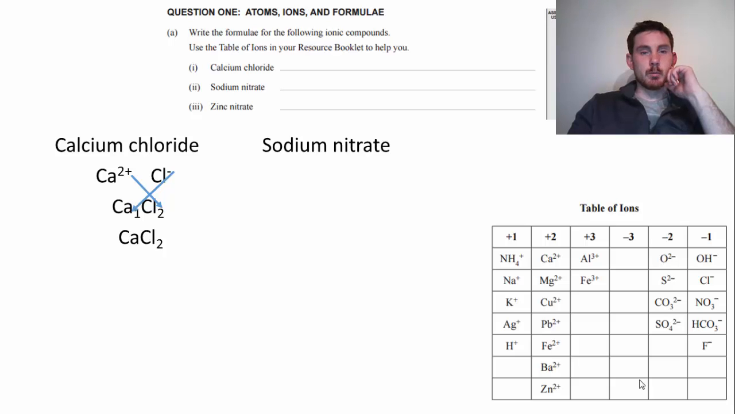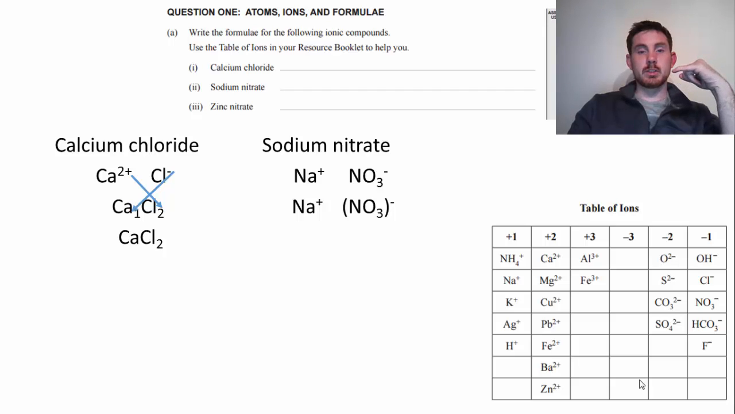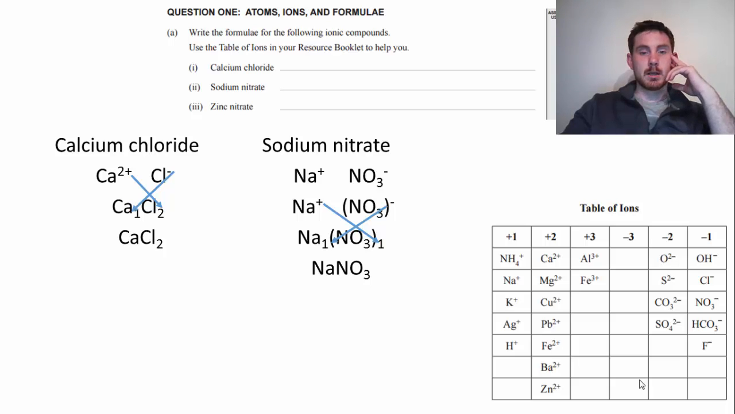For sodium nitrate, it's a little bit more complex because we need to use brackets. When we've got 2 or more elements in an ionic group, we use brackets to make sure we don't confuse ourselves. So we write the ions again, sodium and then the nitrate taken from the table, and we put the bracket around the nitrate and we just leave the charge on the outside. We then swap and drop, and because it's 1 after each of them, we can remove the 1. And because the 1 is after the brackets, it's just one lot of whatever's in the brackets, we can eliminate the brackets as well, giving us sodium nitrate as NaNO3.